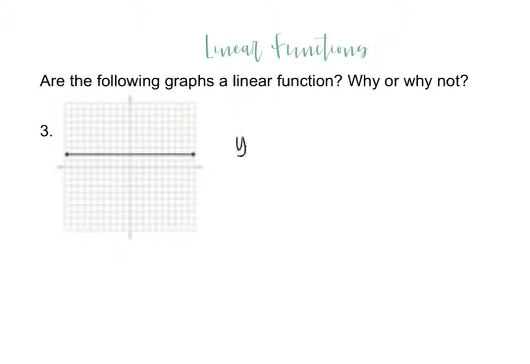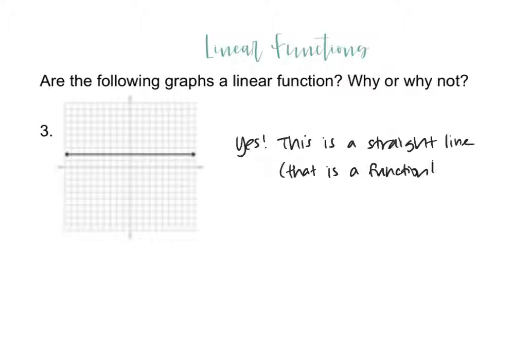Now, this graph, it is a straight line, but we have to make sure that it's a function. So I would ask the question, does it pass the vertical line test? Does every x have exactly one output? Yes, it's a function. So yes, this is a linear function because it's a straight line. This has a constant rate of change. The actual rate of change is 0 because it's a flat line.